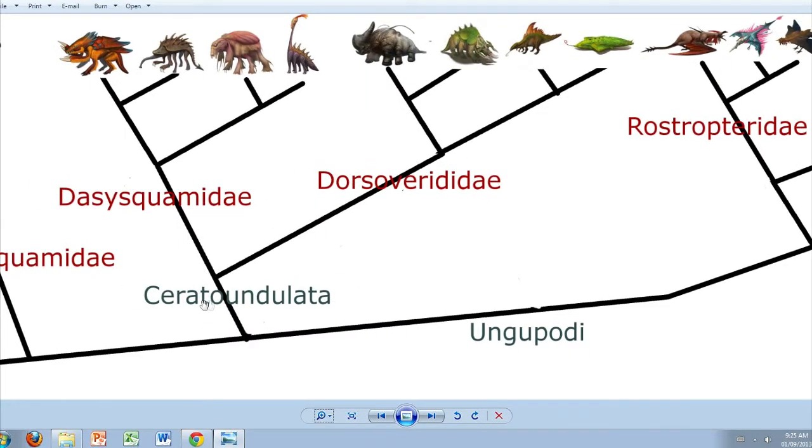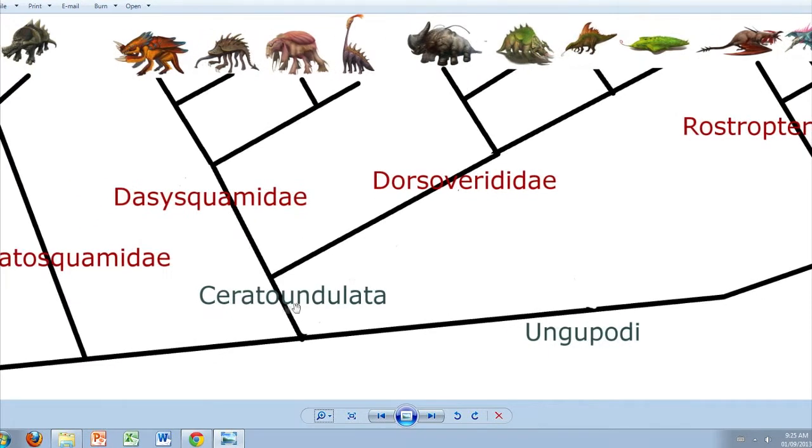So here we have two groups, the Ceratoundulata and Ungupodi. Ceratoundulata: undulata or undula refers to hooves. So all these guys have more or less some type of hoofed foot, or what looks like it may have evolved from a hoofed foot.